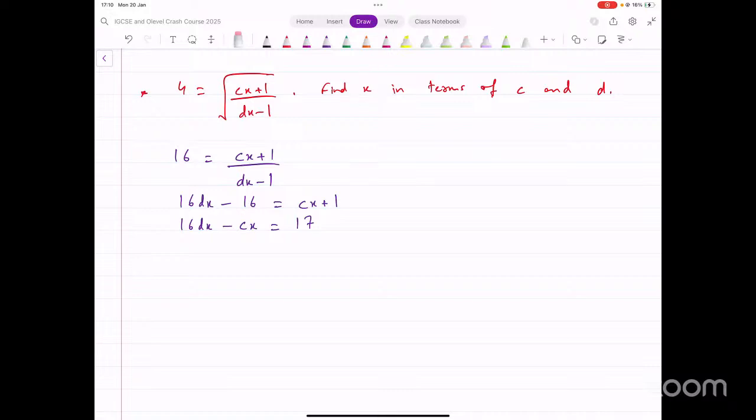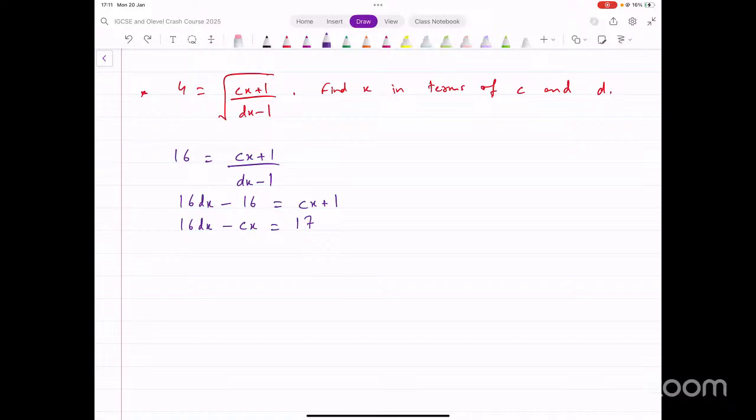X needs to be the subject. What do we do for that now? We have x here, we have x here. When we have multiple terms of the variable that we want to make the subject, we take all of those terms to one side, first of all, and then take the variable common.